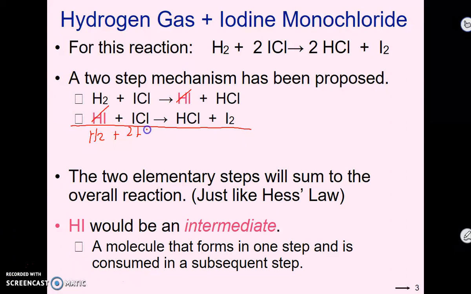So we have 2 ICl here. These add up to 2 ICl, which is here. You can fill this in yourself. And then we have the arrow. What's left on the product side is 2 HCl, which we have here, and 1 I2. So we see that that is what's left.